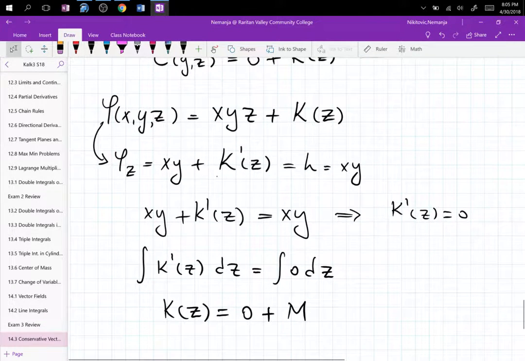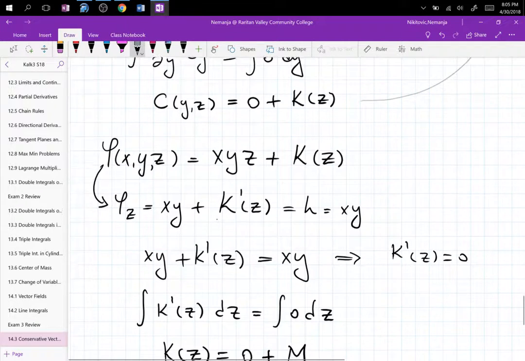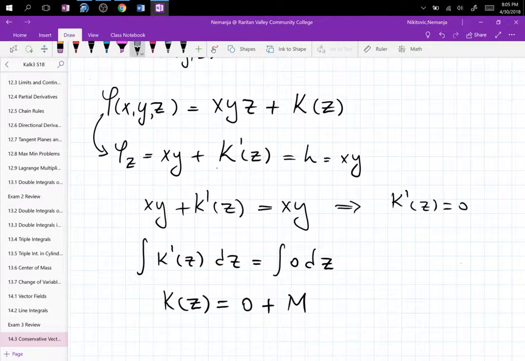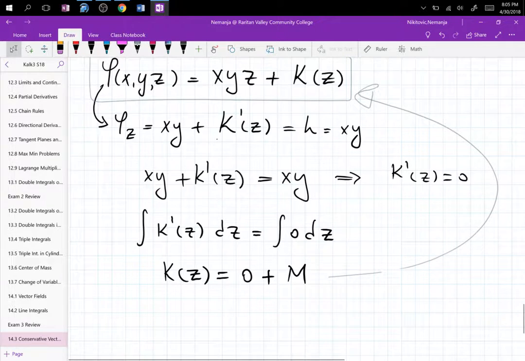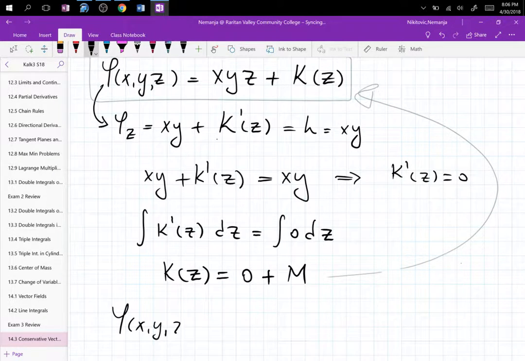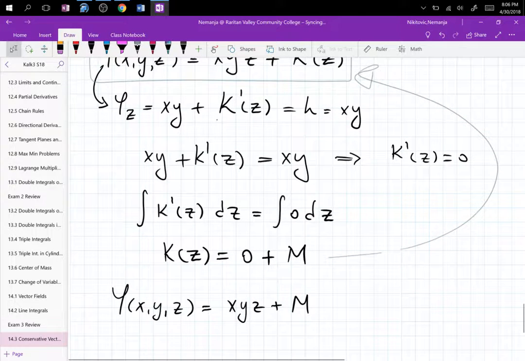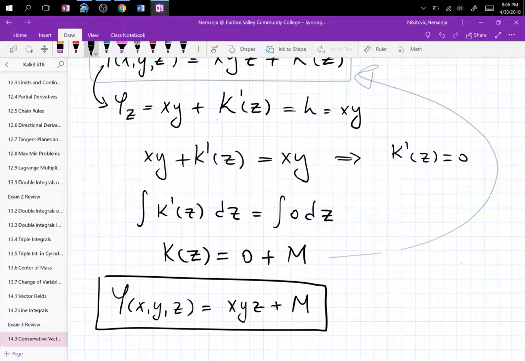Great. Now I take that and bring it back to the partial solution we had over here, to get the overall solution for the problem. Phi of xyz is equal to xyz plus some constant m. You know what? Let's put c. I want to put c, but fine. And then that's what you box.